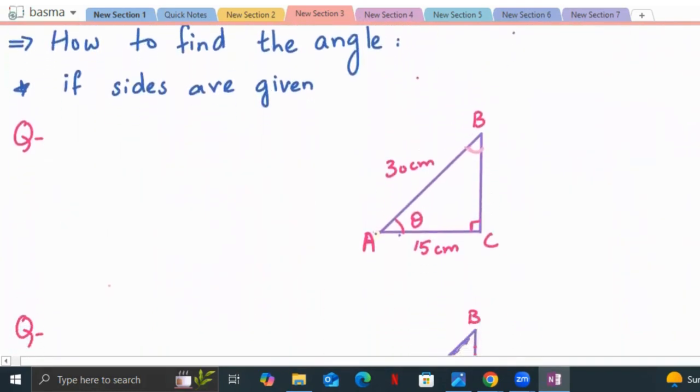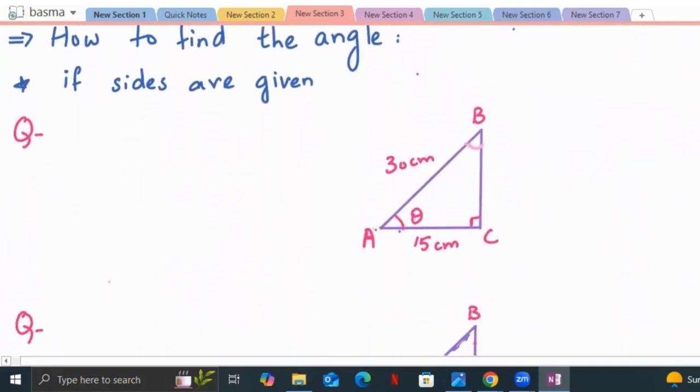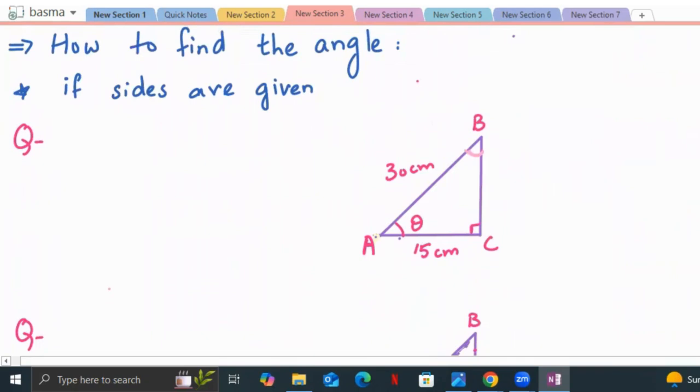Now, the next thing is when you have to find the angle and the sides are given. So if you notice here, you are given AB side in a right angle triangle and AC side, which is 15. And let's say we have to find angle B, okay?